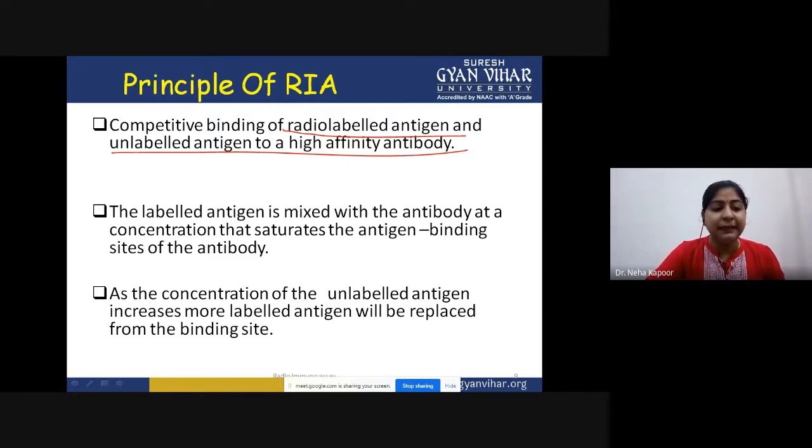Now, when this labeled antigen is mixed with an antibody at a concentration that will saturate the antibody sites, it will occupy the antigen binding sites of the antibody. In that case, the concentration of the unlabeled antigen will increase, because the labeled antigens are present in the bound form. So when we add unlabeled antigen, the unlabeled antigen will compete for the antigen binding site with the labeled antigen. Or you can say it will displace the already bound labeled antigen, and it will fix onto the antibody.